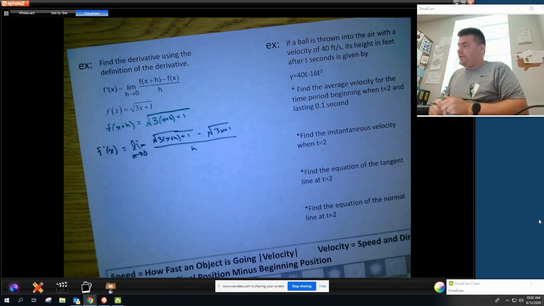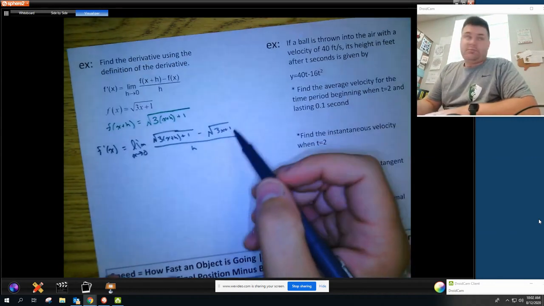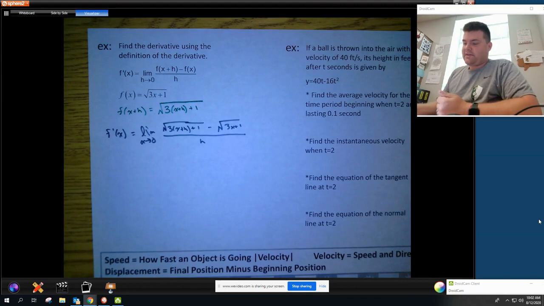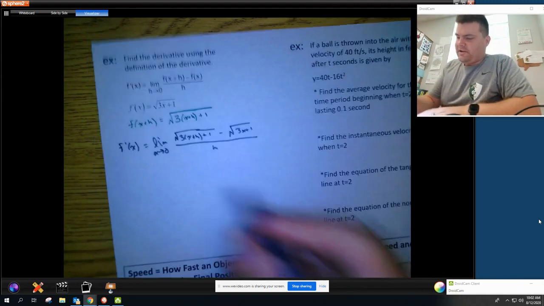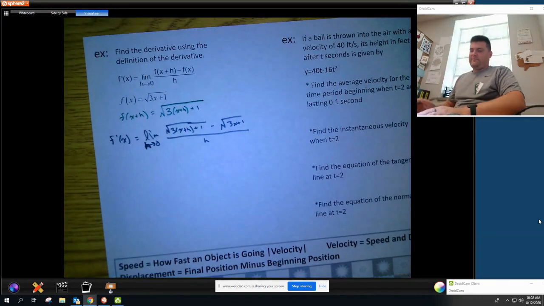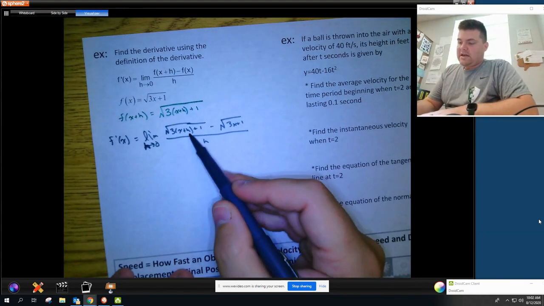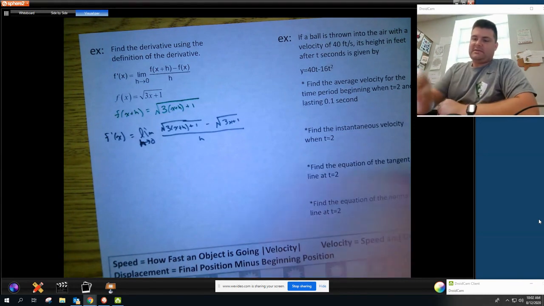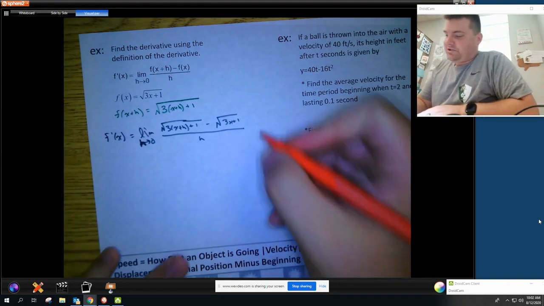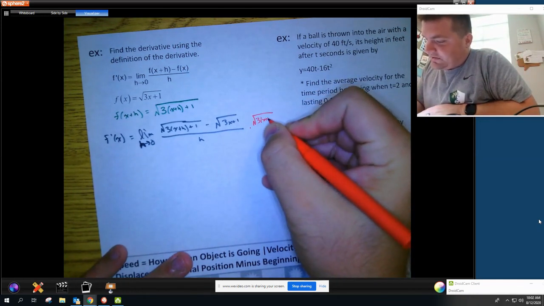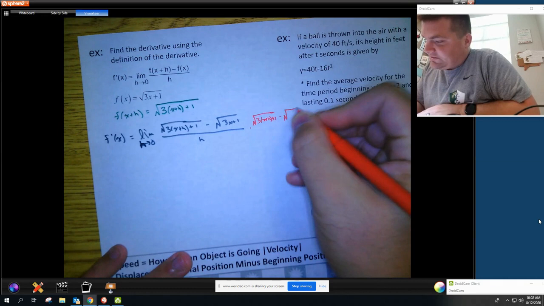In order to do the limit right here, I cannot plug in a 0 for h. I don't know why I wrote x. If I plug in a 0 for h, then I'm going to get 0 over 0, no good. So the best thing to do here is to multiply by the conjugate, which is going to be the square root of 3(x plus h) plus 1 plus the square root of 3x plus 1.